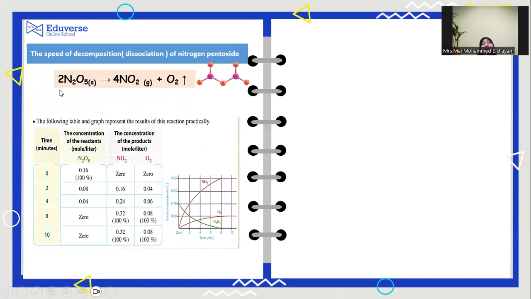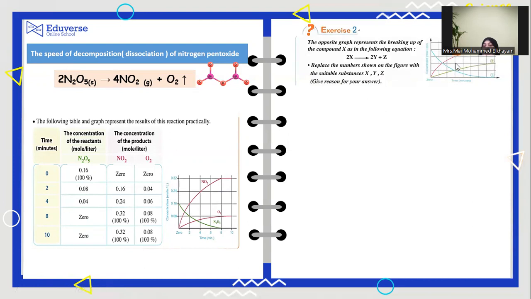You can tell about this from the balancing of the equation. Here I have 2 nitrogen pentoxide, which is double the oxygen, and 4 nitrogen dioxide, which is double nitrogen pentoxide or 4 times the oxygen. You can tell me about this from the number beside the molecules. Let's check this here. The opposite graph represents the breaking of the compound X as in the following equation: 2X gives 2Y plus Z. Replace the numbers with X, Y, and Z.